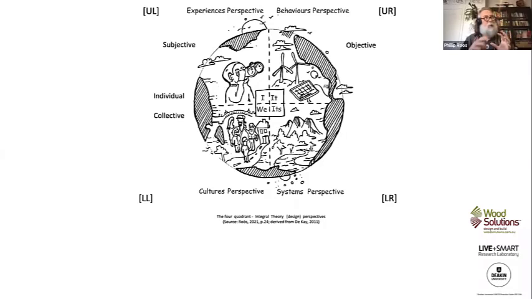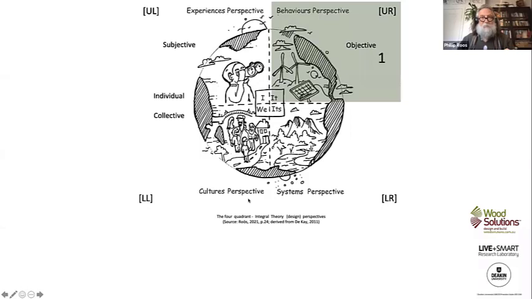Just a bit more to put context on it. In this diagram, in the upper right quadrant, we look at the behaviors perspective. In the lower right quadrant, we look at the systems perspective. In the lower left quadrant, we look at the culture perspective, and in the upper left quadrant, we look at the experience perspective.